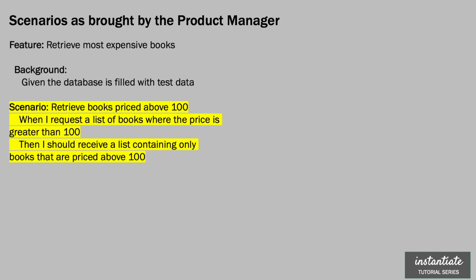So next we're going to retrieve books priced above $100. When I request a list of books where the price is greater than $100, then I should receive that list.